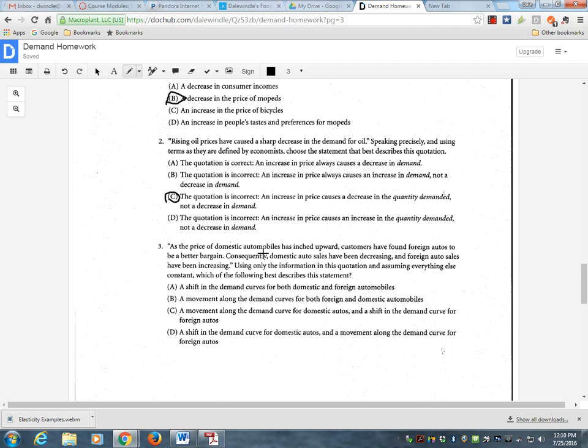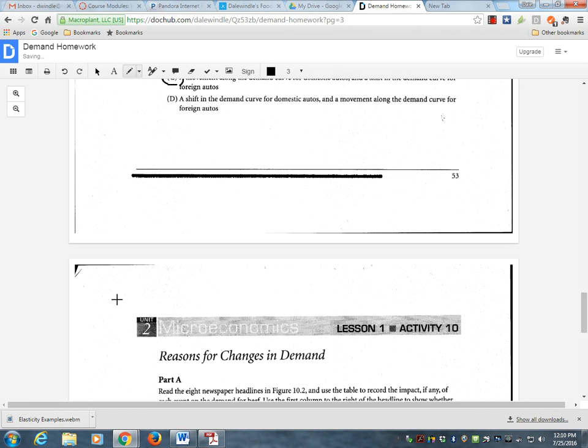Well, domestic cars are getting more expensive, so the demand curve for those is not changing. We are moving up and down it. So C, a movement along the demand curve for domestic autos, and because people are buying fewer American cars, they therefore demand more foreign autos. That is a shift in the demand curve for foreign autos. So the correct answer is C. I hope that makes sense.